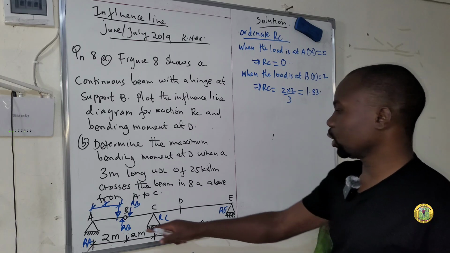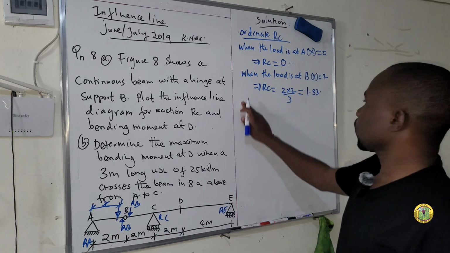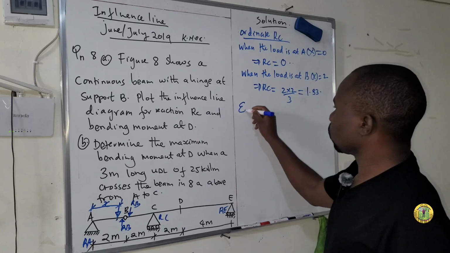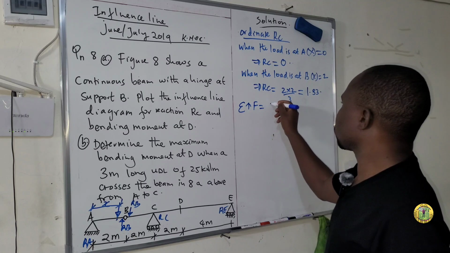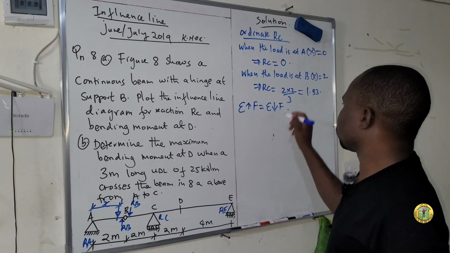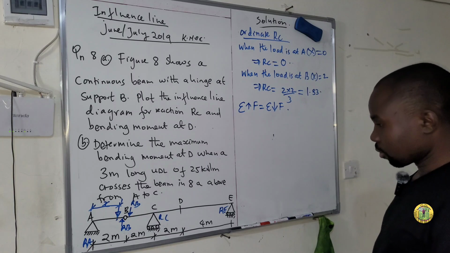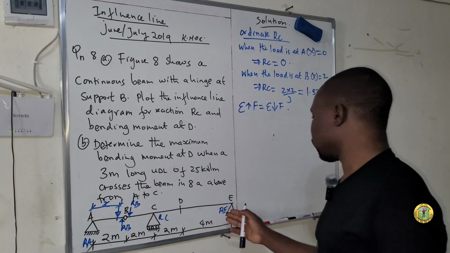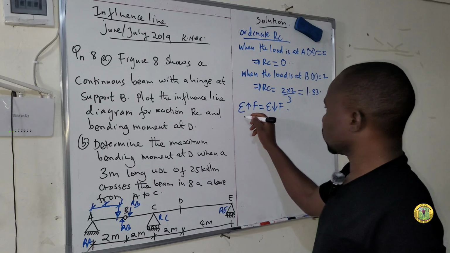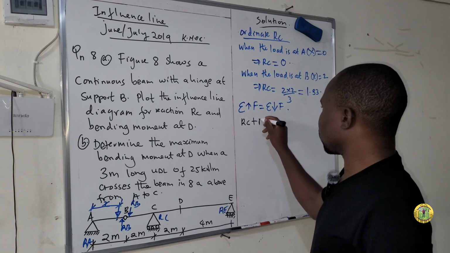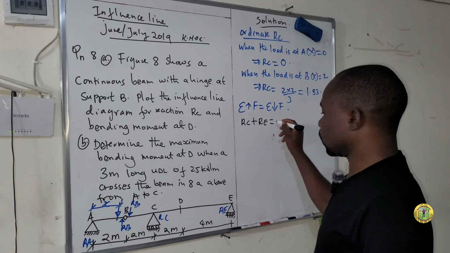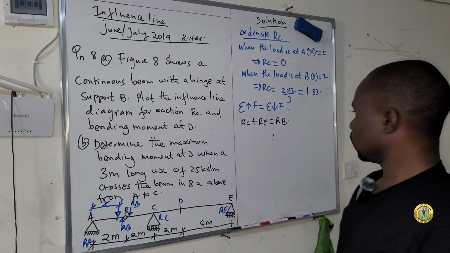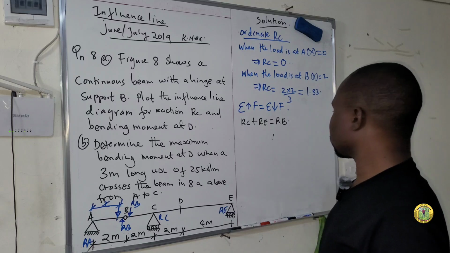When the load is still between A and B, to calculate RE we will again use this equation: summation of upward forces is equal to summation of downward forces. The upward forces are RC plus RE, and the downward force is RB. As you can see, RB is on the downward side, and the upward forces are RC and RE.